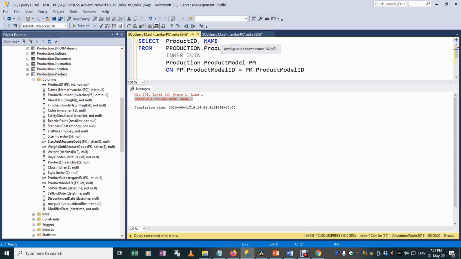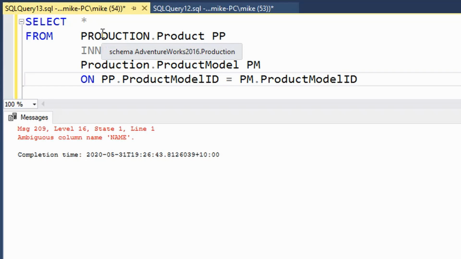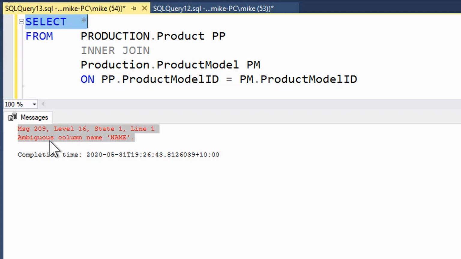Now, I'll put things back the way they were. I'm going to Control Z my way out of this. Okay, so we've put everything back. We've got the asterisk up the top there. So before I execute that, let's just make a mental note about this error, ambiguous column name, name, and then we'll talk about what that means and why it's ambiguous.